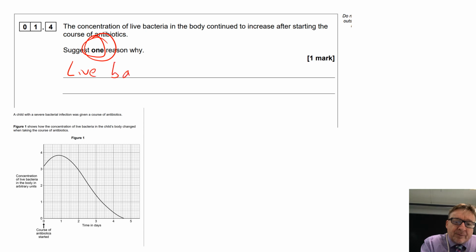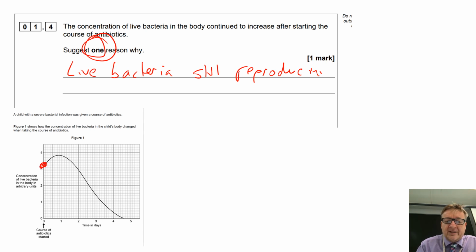Live bacteria are still reproducing. Right, so if you think about it, at this point here, the bacteria are still reproducing. So it's going to take a little bit of time, right? In fact, it takes almost a day for the actual antibiotics to start killing more bacteria than are actually being reproduced. So you could put down there is a time delay, right? Because there's a time delay before you have it.